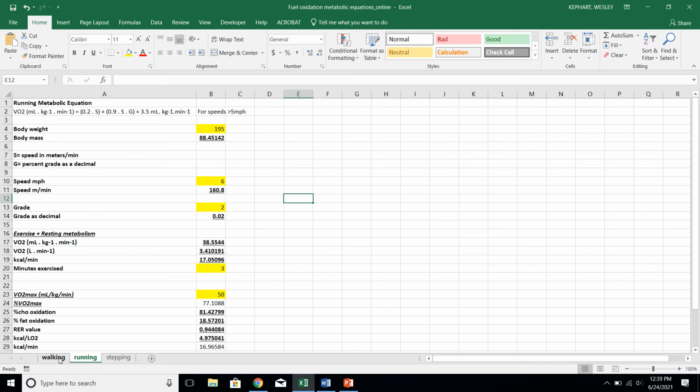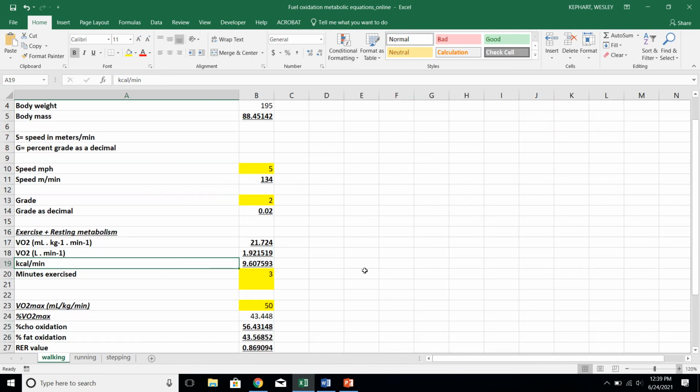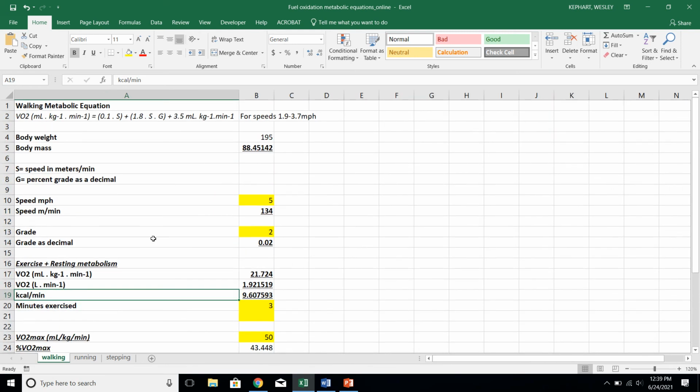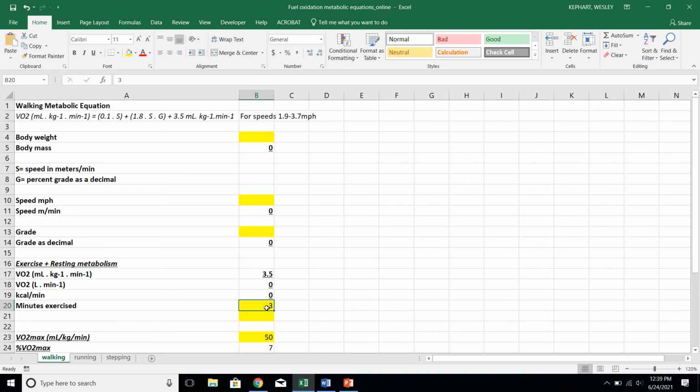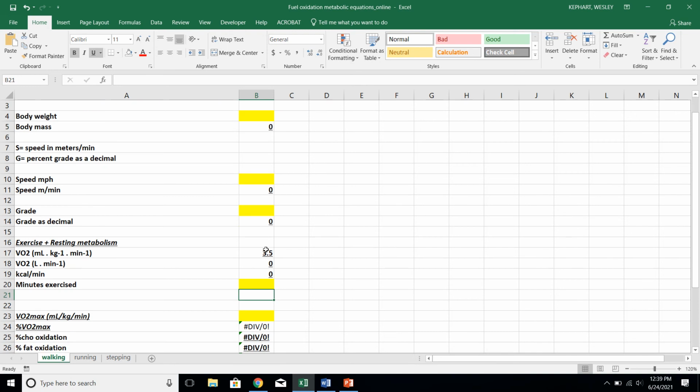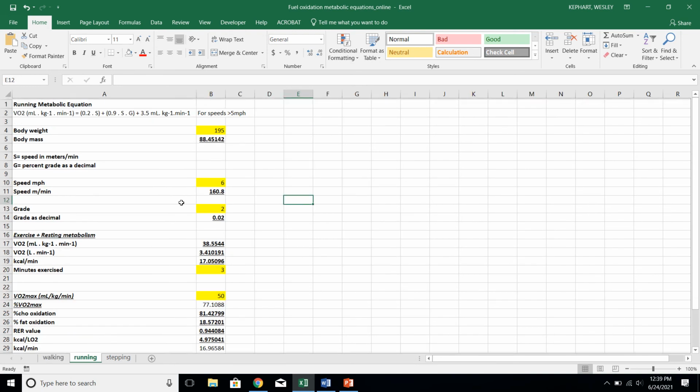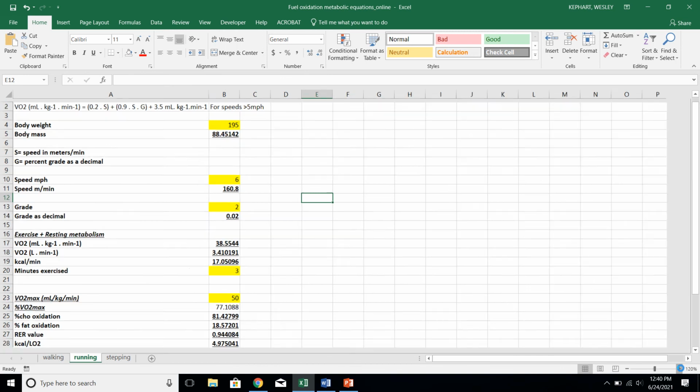So these equations right here, these are the American College of Sports Medicine metabolic equations. What I did for you was I highlighted all of the yellow places. That's where you actually need to fill things out. We have this walking metabolic equation. However, most of you are not going to be walking. Most of you are going to be running. So that's really what I wanted to highlight for us.